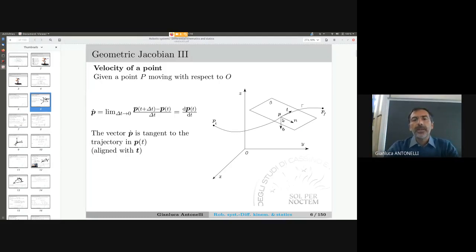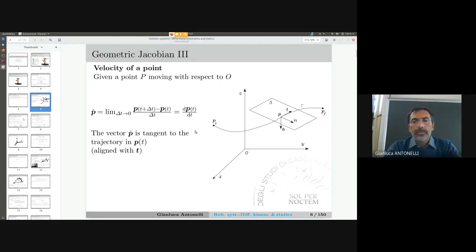This point P is moving. Well, its velocity is basically given by the limit of delta t going to zero of the incremental displacement divided by the delta t, the increment of time. This is the definition of velocity, and we will denote it with dp over dt. Okay?